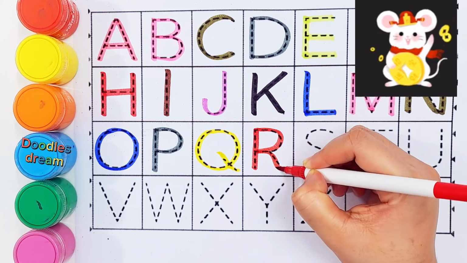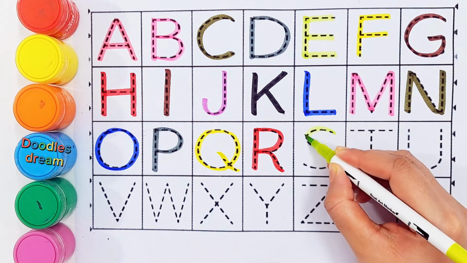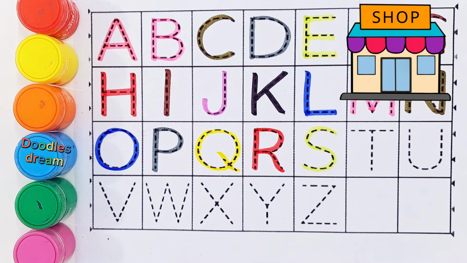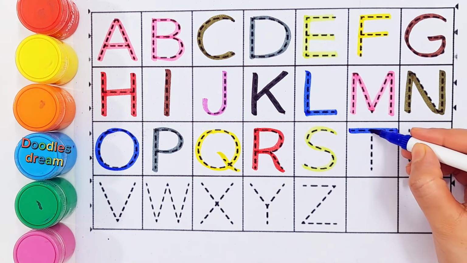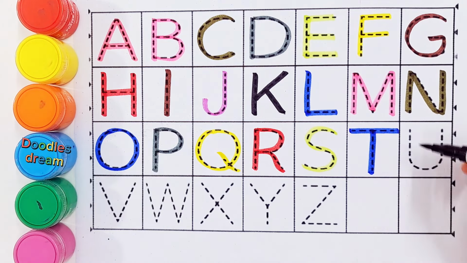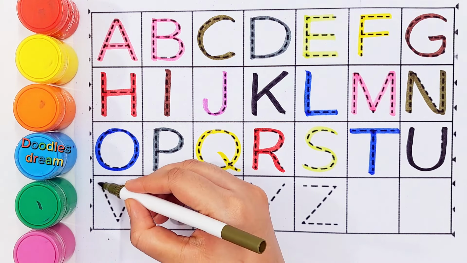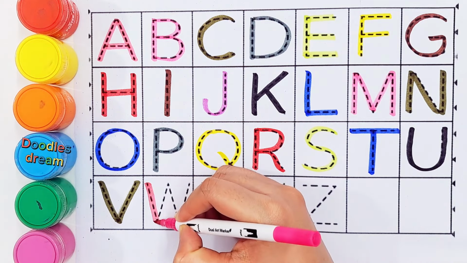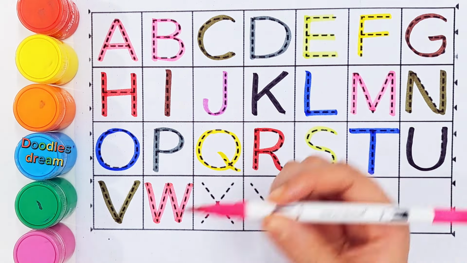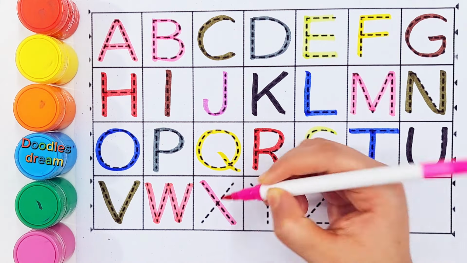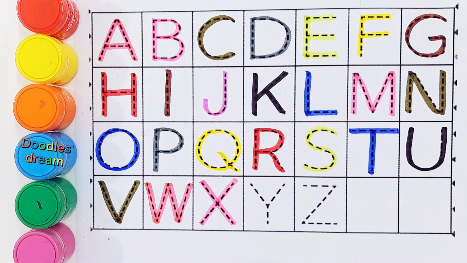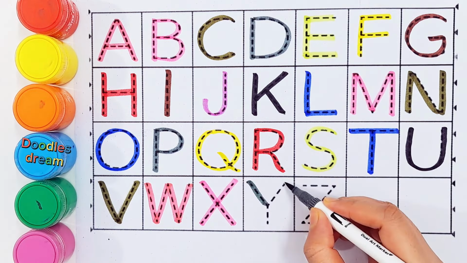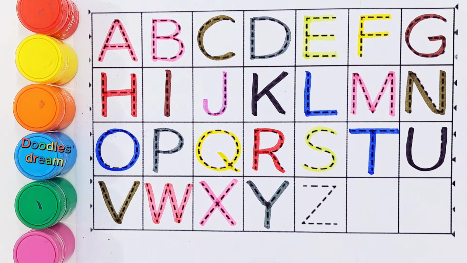R for rat. S for store. T for tree. U for union. V for violin. W for water. X for x-ray. Y for yolk. Z for zap.